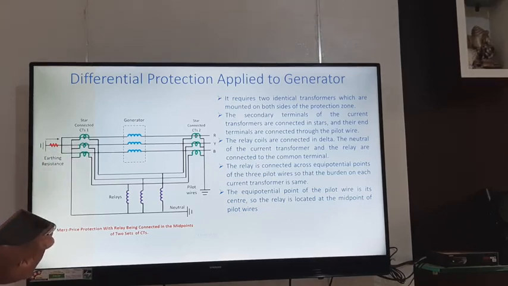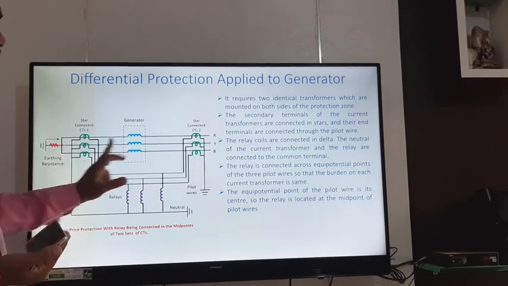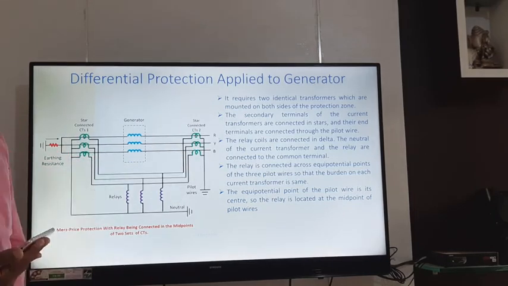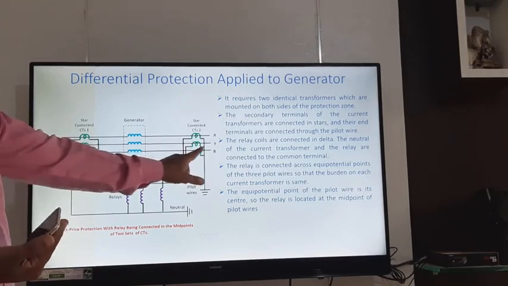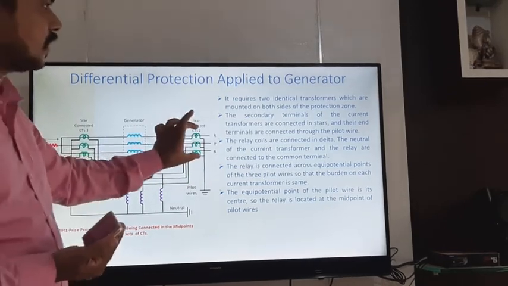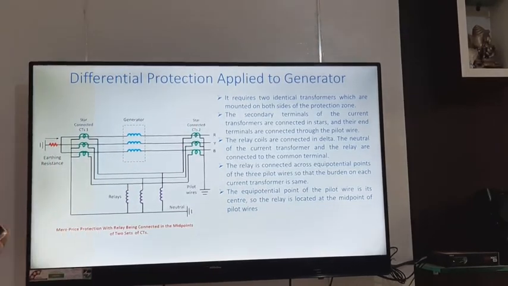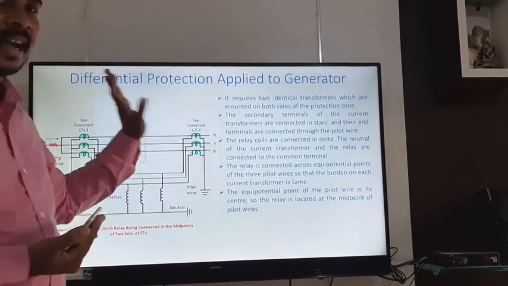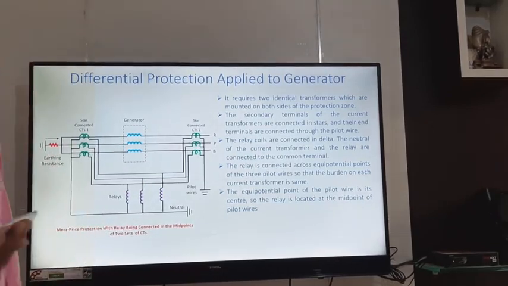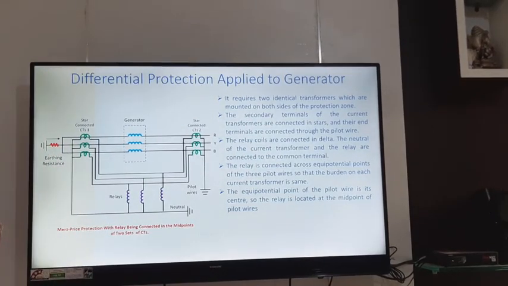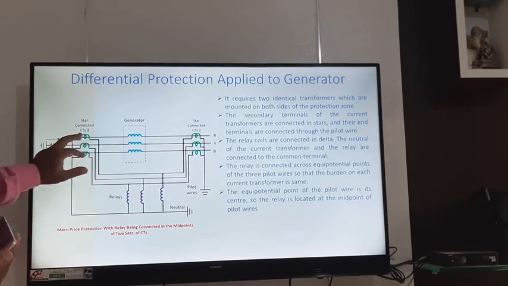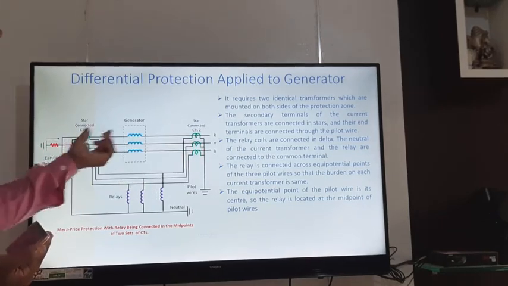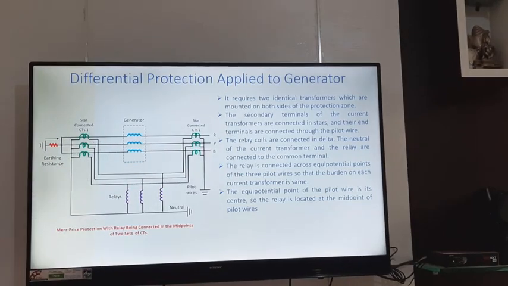In differential protection applied to a generator, it requires two identical current transformers. This CT1 and CT2 are identical current transformers, meaning the CT ratios and characteristics of the CTs are identical, and they are mounted on both sides of the protected zone.